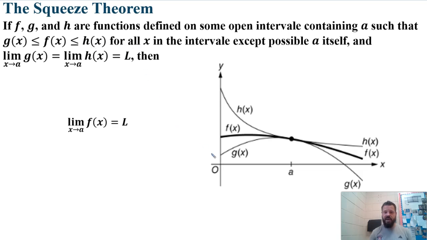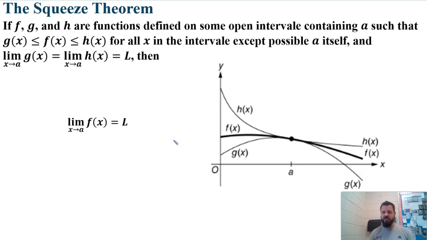Okay, so here I have my three functions, g, f, and h, and g is always below f, and h is always above it. And if the limit as x tends to a of g of x is equal to the limit of h of x, which is equal to L, then we know that the limit of f of x as x goes towards a is equal to L as well.